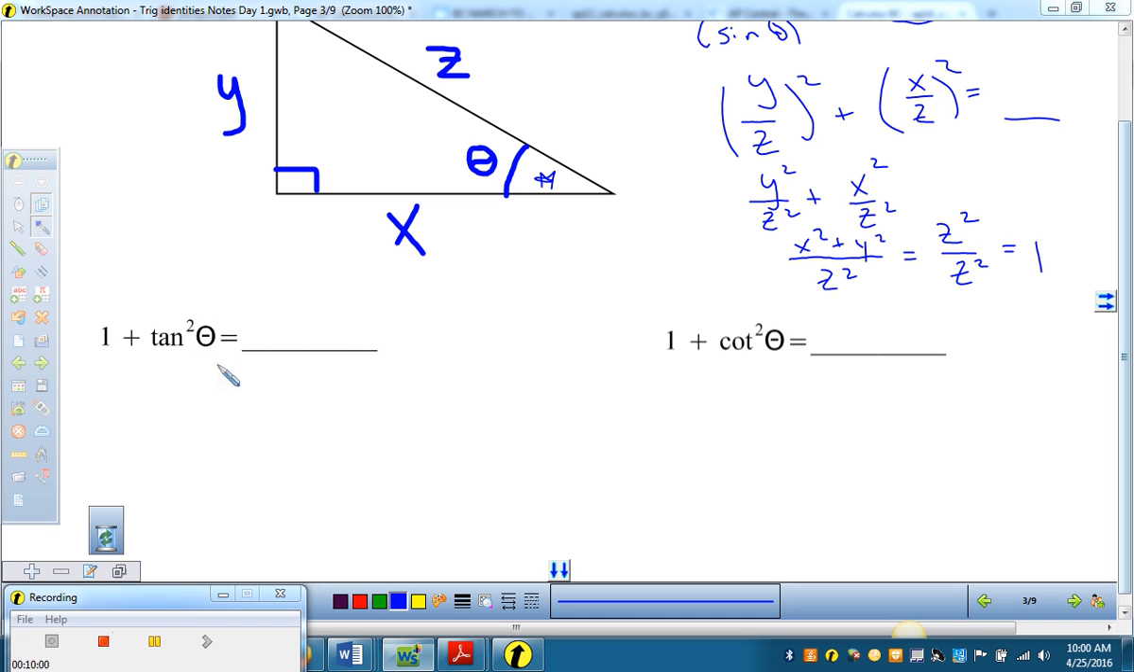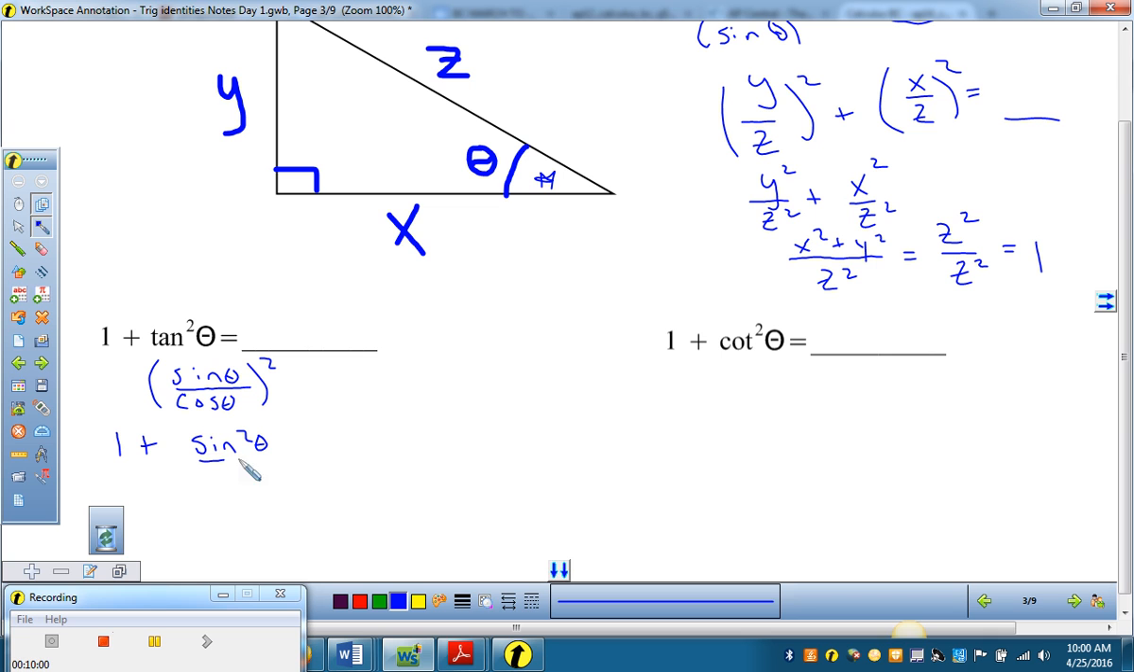So tangent is equal to what over what? Look at your table. What do you say on your table? Sine over cosine. So tangent is sine over cosine. So I'm going to replace tangent squared with sine theta over cosine theta, squared. All right, so now I have 1 plus sine squared theta over cosine squared theta.